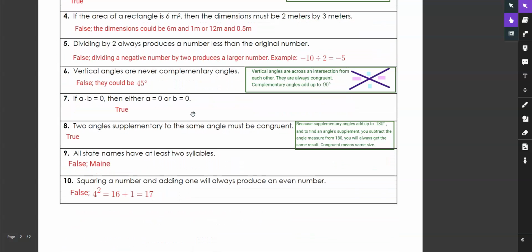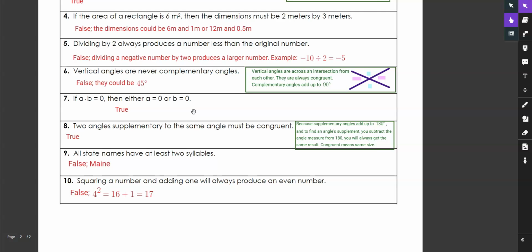Number 8, two angles supplementary to the same angle must be congruent. Because supplementary angles add up to 180 degrees, and to find an angle's supplement, you subtract the angle measure from 180, you will always get the same result, and congruent means the same size. So this is going to be true. Number 9, all state names have at least 2 syllables. This is false. Maine only has 1 syllable. And number 10, squaring a number and adding 1 will always produce an even number. False. 4 squared is 16. Add 1 and you get 17.